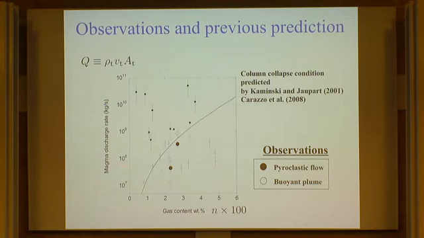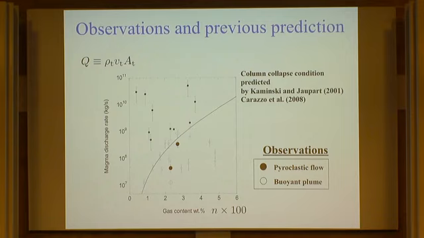And the line is the model prediction based on one-dimensional eruption column dynamics. And the data points are from various observations. Because we can get mass of erupted materials and duration and so on, and water contents from petrology.